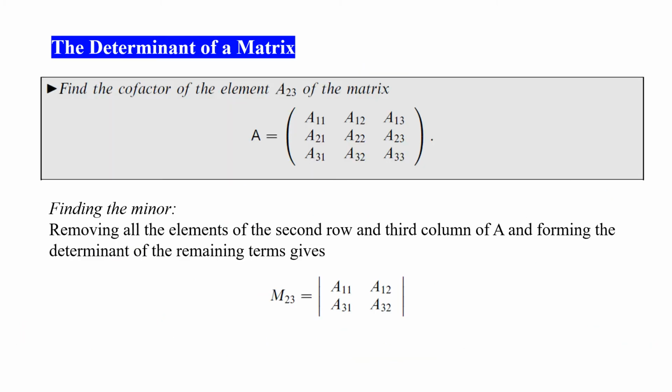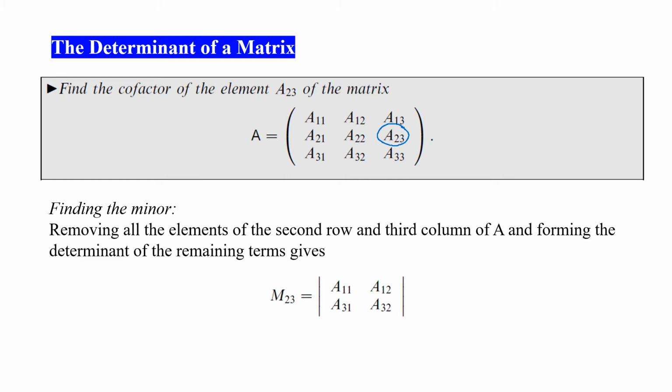So this is another example. Find the cofactor of the element A23 of the matrix A. We have the same matrix A as before, and we are asked to find the cofactor of the element A23. So where's your A23? This one here is your A23, and we need to find the cofactor.